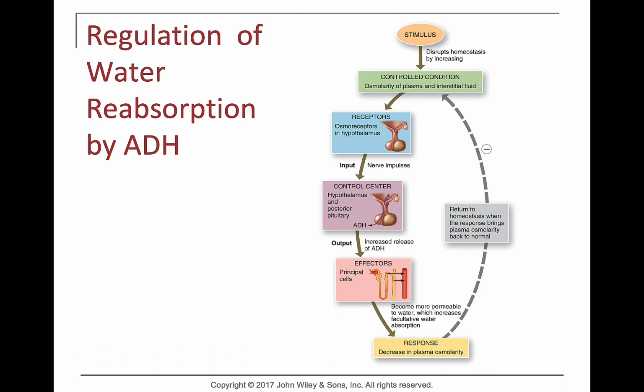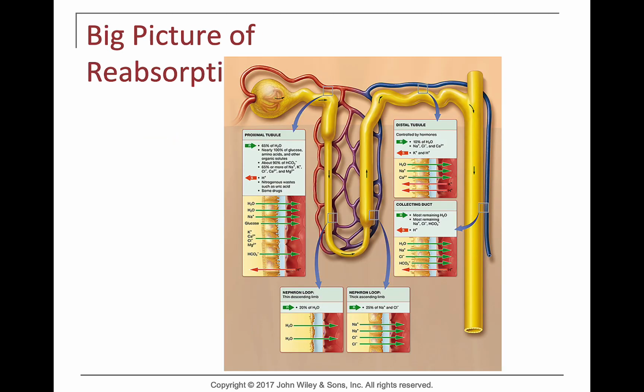Then as we have more fluid retention, the osmolarity of plasma goes down and we return back into homeostatic ranges. And this is where we see blood pressure also affected with those fluid compartments.